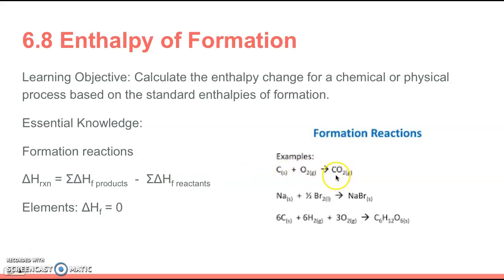So we're producing 1 mole of CO2 from the elements in their natural form. Oxygen is a diatomic, carbon is just a solid, their natural form at room temperature. NaBr, we're producing 1 mole of NaBr, and bromine's a diatomic, so that means we have to take a coefficient of 1/2 in front to cut it down to just 1 atom of bromine, and then you have sodium.